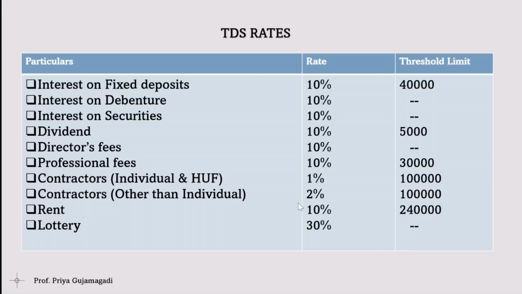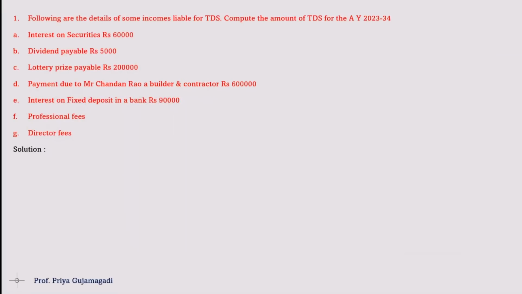So after that it is deductible. Lottery. So if any winnings or a lottery's income is there for the assessee, then 30% TDS is deductible. So I hope this chart is clear. You can refer to this for a quick recap. So let us move to the first problem.